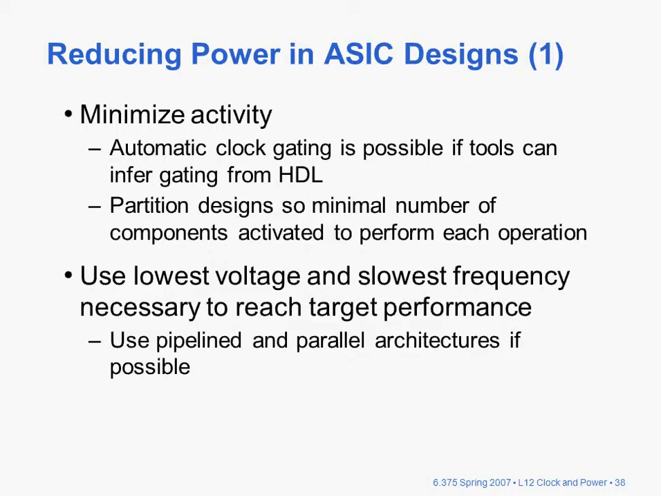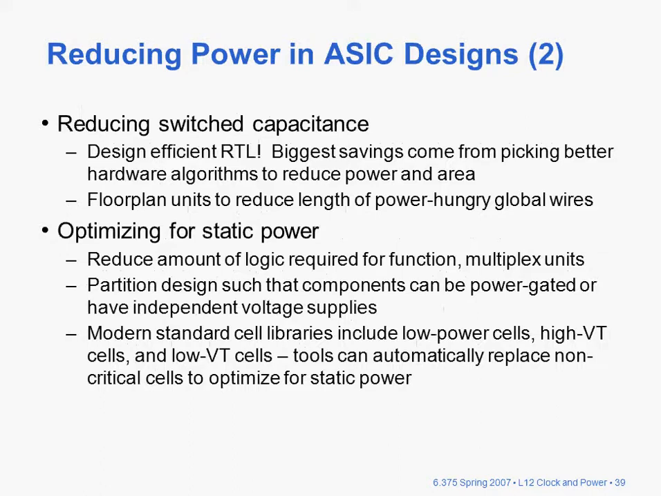Use the lowest voltage and slowest frequency necessary to reach target performance, and use pipeline and parallel architectures if possible, as we saw previously. One of the big factors, of course, would be to reduce the switching capacitance, and here it's pointed out to design efficient RTLs, so the biggest savings come from picking better hardware algorithms to reduce power and area. Floor plan units to reduce length of power-hungry global wires as well.